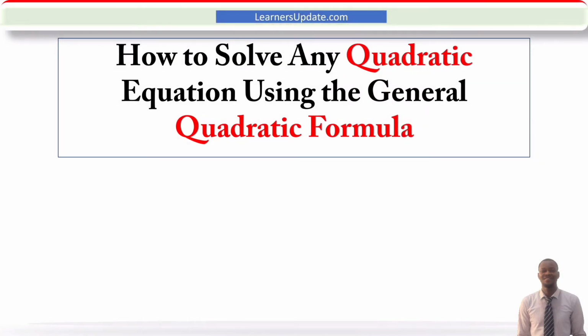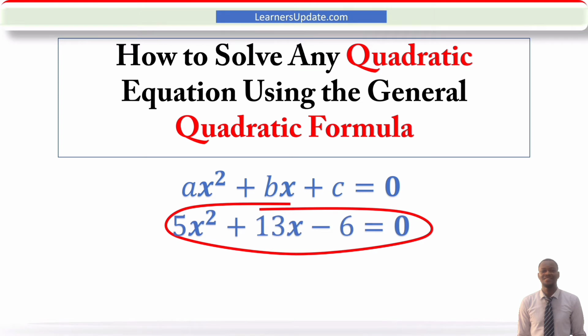A quadratic equation is usually in the form ax squared plus bx plus c equal to 0. An example of such an equation is 5x squared plus 13x minus 6 equal to 0. Now, if you observe carefully, you will notice that the highest power of x in this equation is 2. That is what makes it a quadratic equation. The highest power of x in a quadratic equation must be 2.